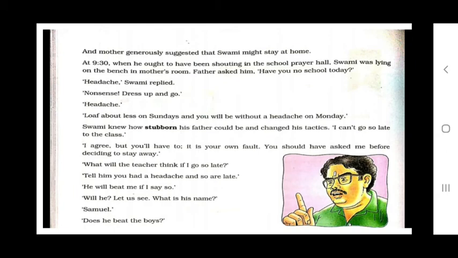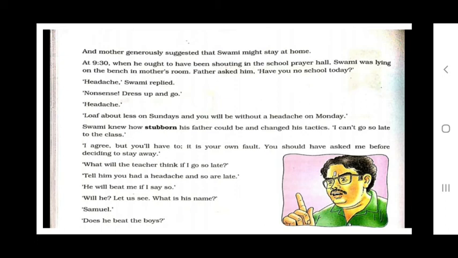Nonsense. Dress up and go. Who said? Father said. He said, don't talk rubbish. Go and dress up and get ready for the school. He again said, headache. Father said, loaf about less on Sundays and you will be without a headache on Monday. So father got angry and he said that don't wander. Loaf means wander here and there. Don't wander here and there on Sundays and you will have no headache on Monday. So he just shouted at him.